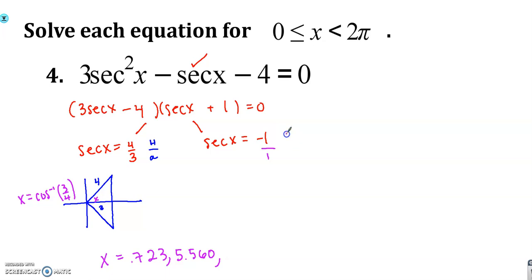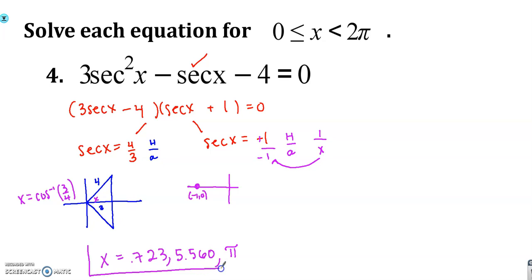Then this will be -1/1. So again, hypotenuse over adjacent. I know the hypotenuse can't ever be negative, so it's the adjacent that needs to be negative. This one is going to be a quadrantal one because the hypotenuse and the adjacent are both 1, which only happens for quadrantal solutions. And remember, adjacent goes with x. So I'm looking for where x is -1, which would be on the left side. So this angle right here is just going to be pi. So these will be the 3 solutions to this equation.